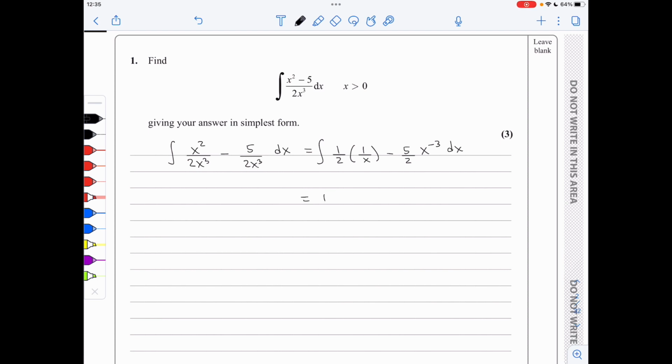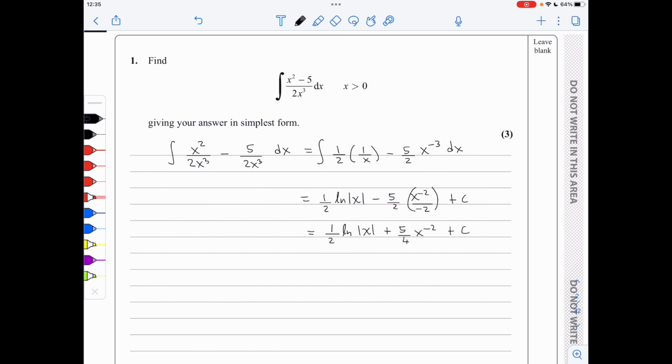The integral of 1 over x is ln of absolute value of x, minus 5 over 2. I increase the power by 1, I divide by the new power, and I have the plus c as it is an indefinite integral. This simplifies to a half ln x plus 5 over 4 x to the minus 2 plus c.